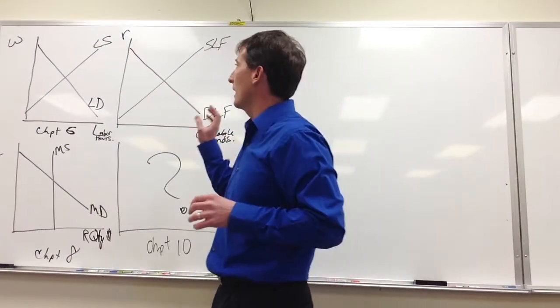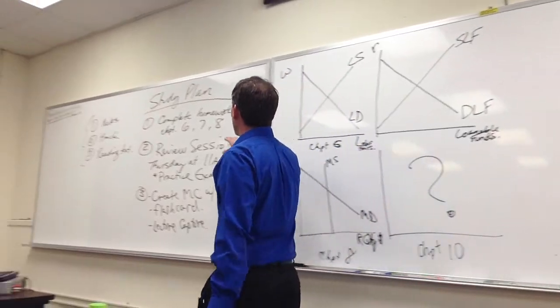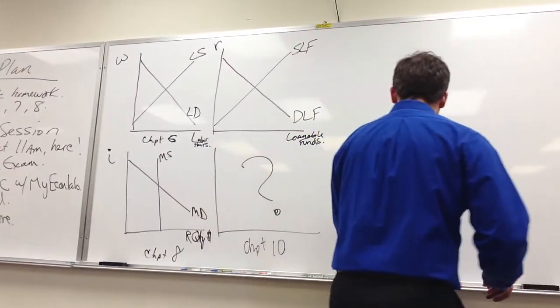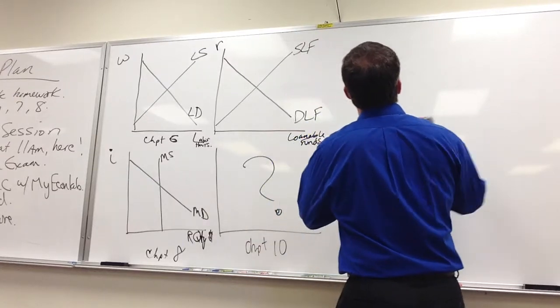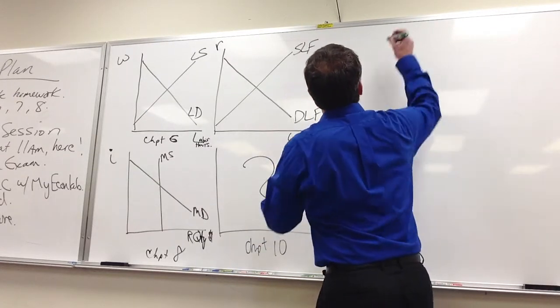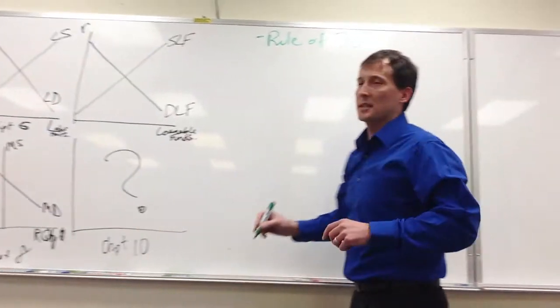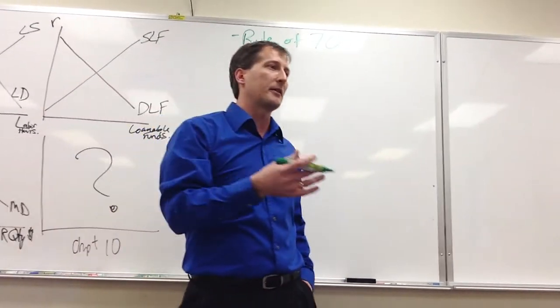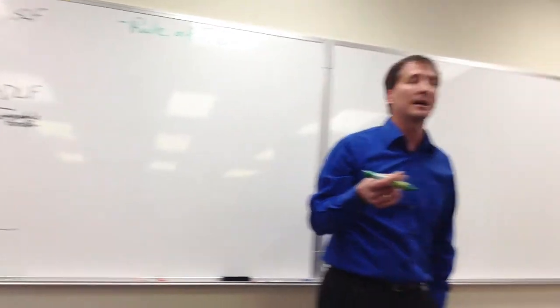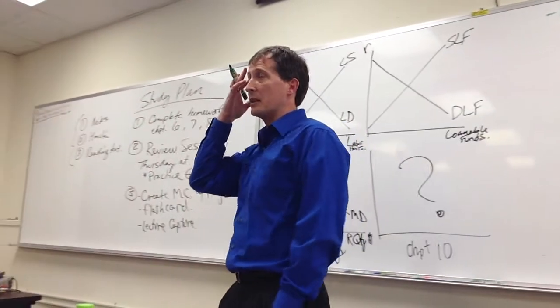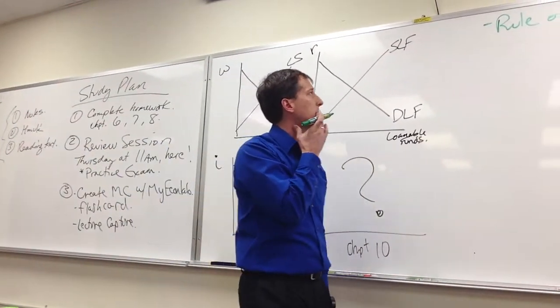So the first thing in chapter 6 that we hit was the rule of 70, because we were thinking about long-term economic growth. So, know what the rule of 70 is. I'll just tell you right now that one of your practice problems for the test is going to work through how you might use the rule of 70 in thinking about growth rates.